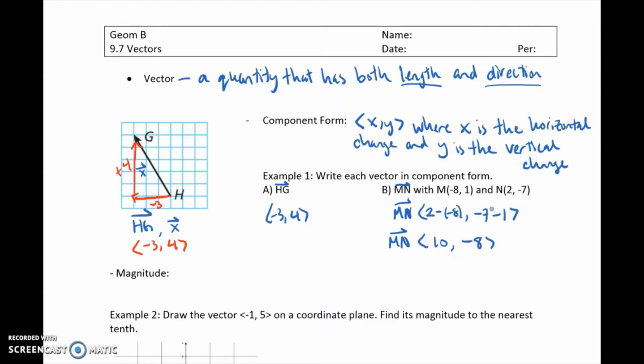All right? Magnitude is the length of our vector. So remember, we had two pieces to it. Direction is our component form, which is where it's going, and length is what we call the magnitude.